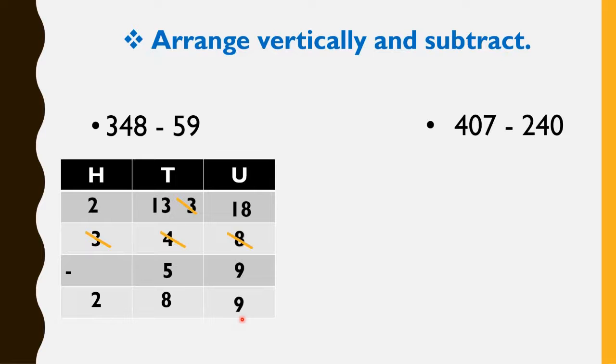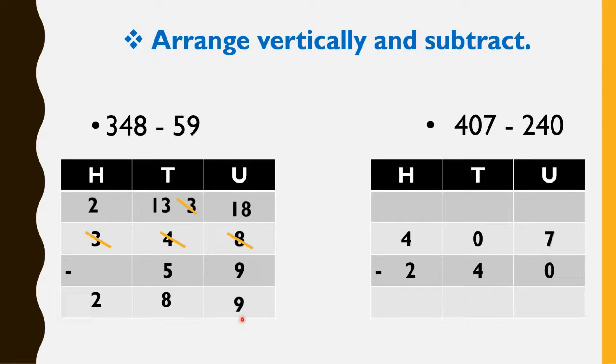Next sum is 407 minus 240. So we have to arrange them under the place value. Now we have to subtract. So 0 from 7. So the answer is, what is the answer, students? 7. Very good. Now, in tens place, we cannot subtract 4 from 0.